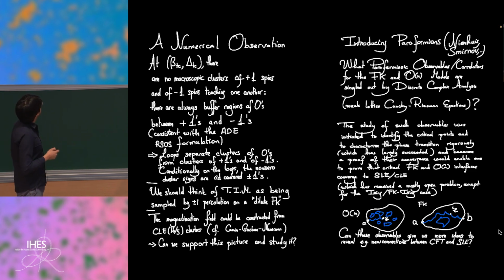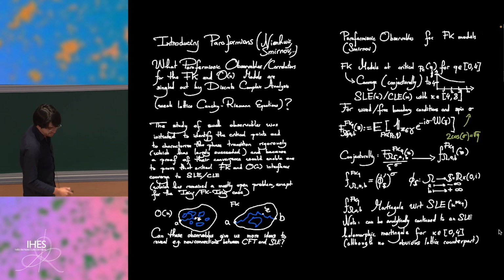So there are two types of observables. There are FK observables and O(n) observables. I'm going to talk briefly about both. So let's start with FK this time. For FK, basically these are of this form. If you're a mathematician, you may recognize this if you read the FK papers.